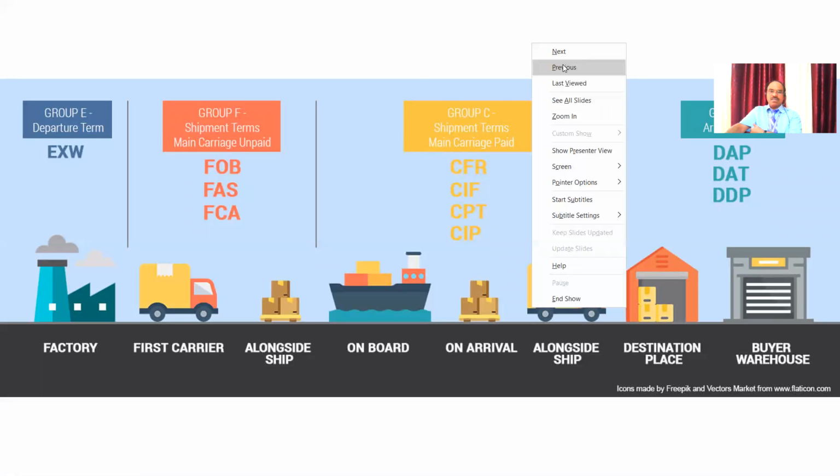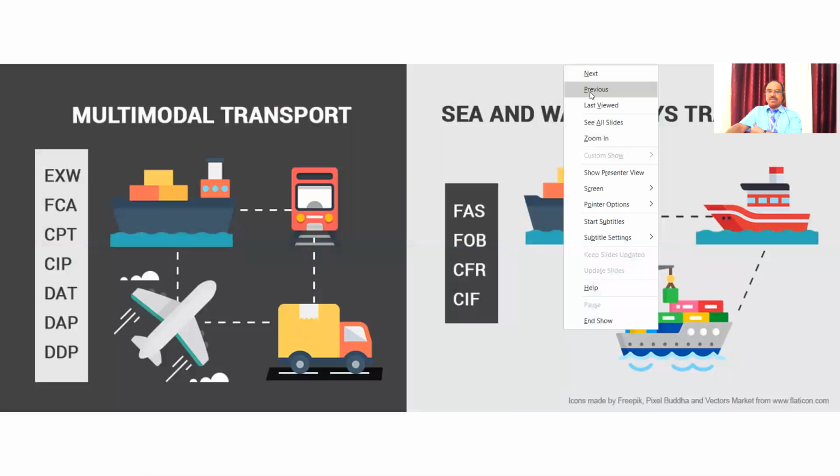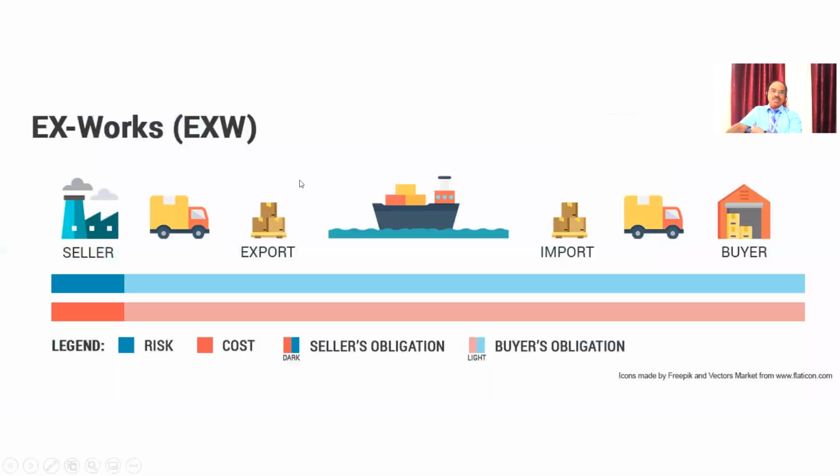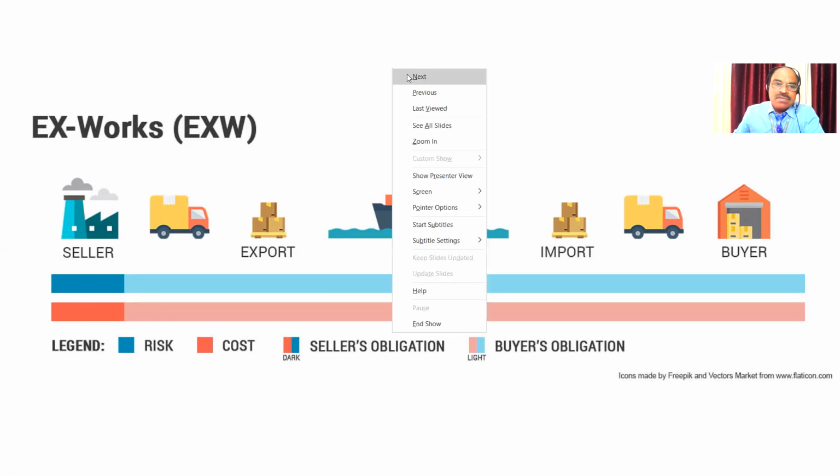Okay. Yes, next. Ex works. You can see that one. It is the seller's obligation. Up to the seller's place only the amount will be paid. So it is mentioned in blue color and red color. Dark is the seller's obligation. So the seller will stop here. This is how they graphically show the ex works.